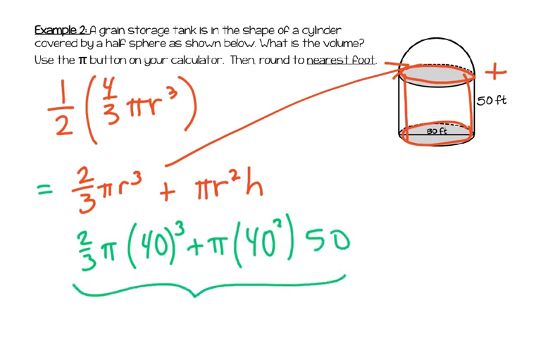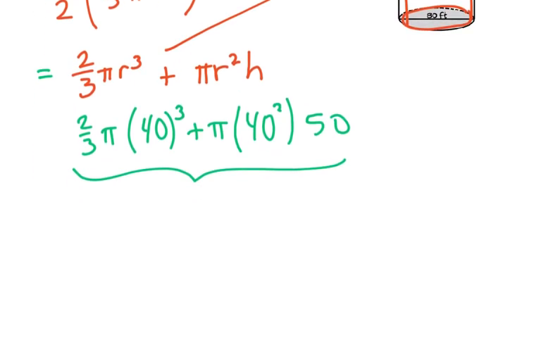And then if you're super careful, you can put all that into your calculator at one time. Okay, like I said, be careful. You could just do this part and add them together, of course. As long as you're using the parentheses and everything right, you should be okay.